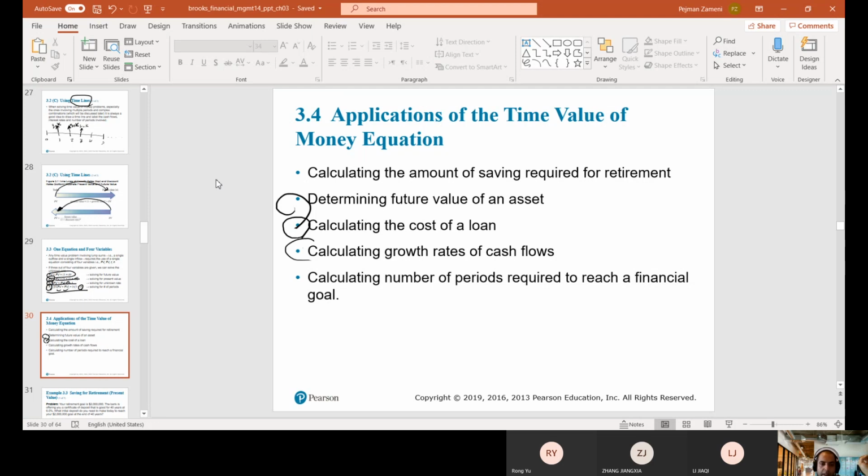And we also can do the calculating growth rate of cash flows, as well as calculating the number of periods required to reach a financial goal. What does that mean? If I want to have 2 million in few years' time, and I can invest every year 10,000 ringgit, then I want to know that after how many years I can have 2 million in my account.